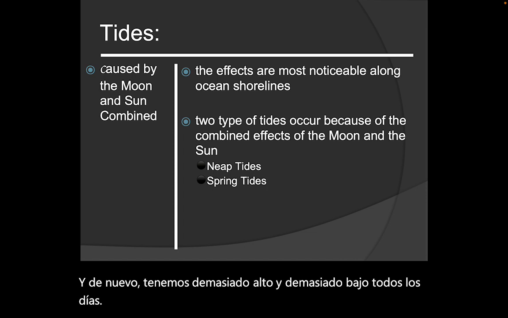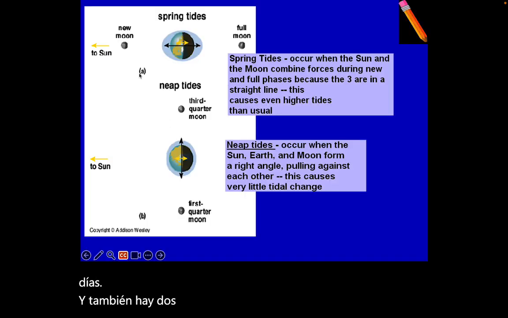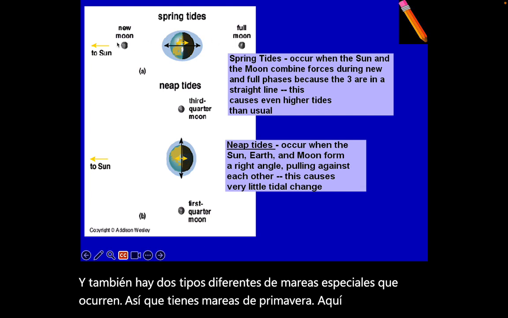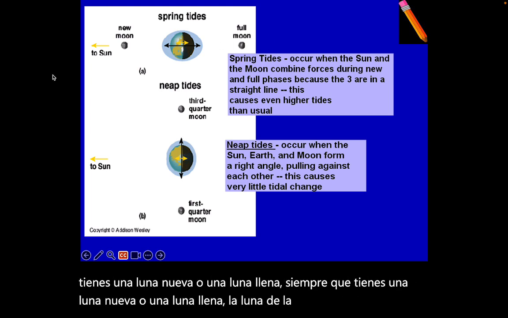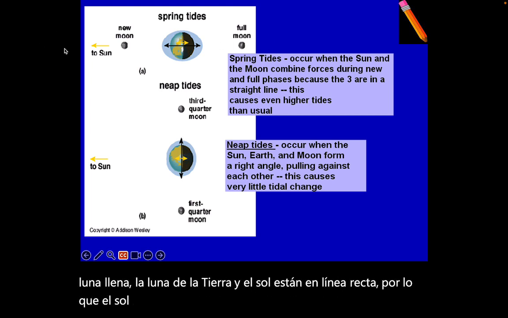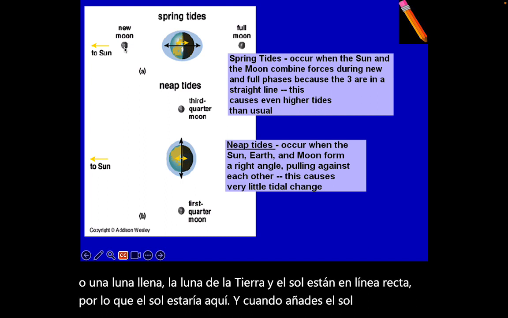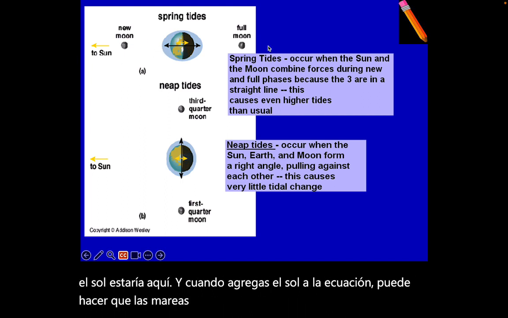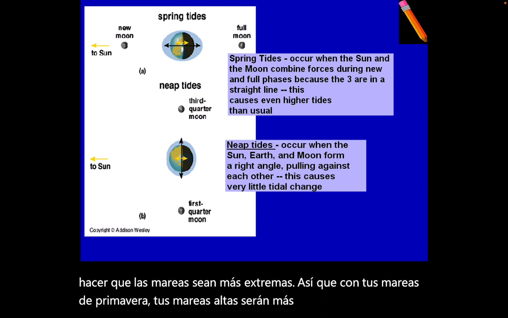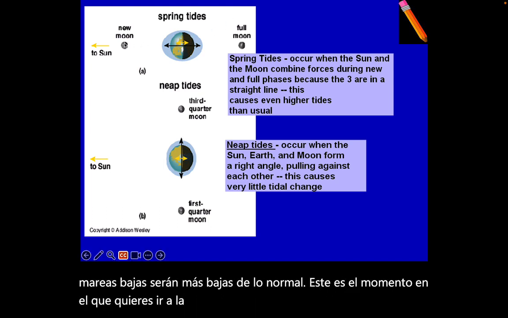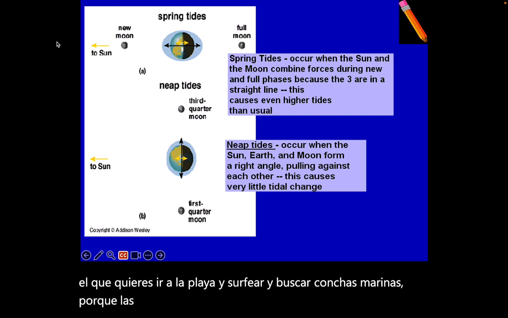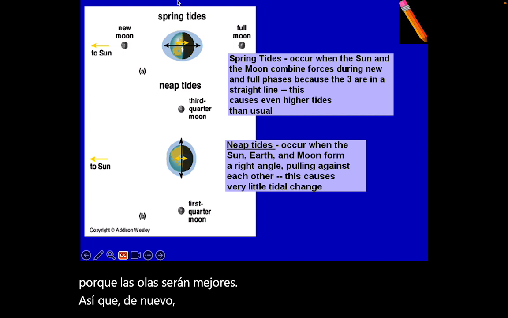And there are also 2 different types of special tides that happen. So you have spring tides. This is when you have a new moon or a full moon. Whenever you have a new moon or a full moon, the Earth, moon, and sun are in a straight line. So the sun would be over here. And when you add the sun into the equation, it can make the tides more extreme. So with your spring tides, your high tides will be higher than normal. Your low tides will be lower than normal. This is the time that you want to go to the beach and surf and search for seashells because the waves will be better. So again, 180 degrees, straight line, extreme tides, happens every new and full moon.